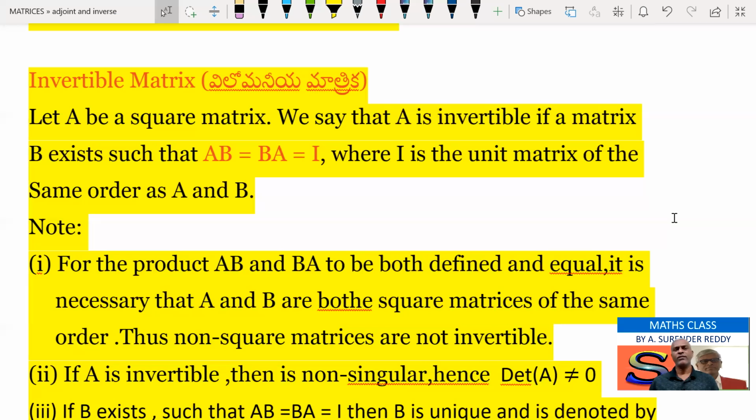For a square matrix A, another square matrix B exists such that the product AB is equal to the product BA, and that is equal to the unit matrix. If such a matrix B exists, then we call A an invertible matrix.